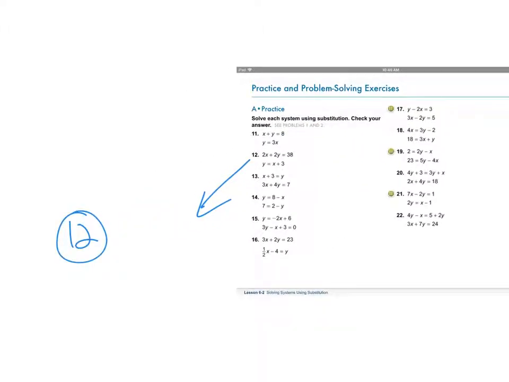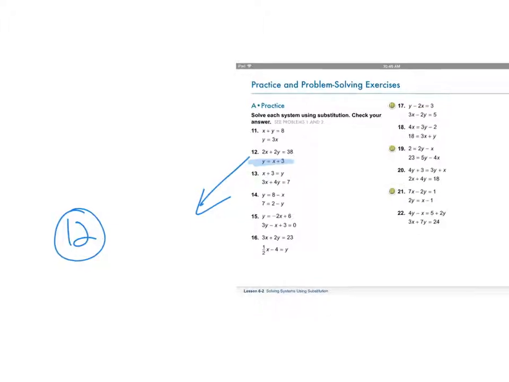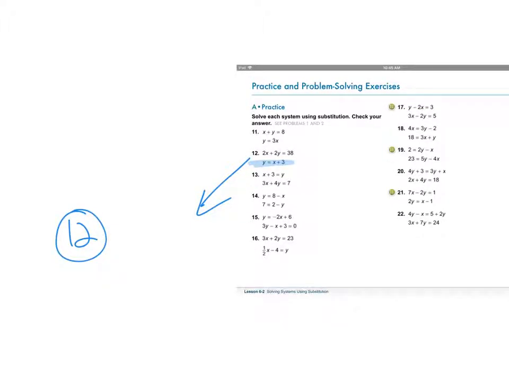So in 12, I see that y is equal to x plus 3. Well, I'm going to substitute that x plus 3, that is y, into the y above it. So what I'm going to end up getting is 2x plus 2 times, instead of saying y, I'm going to say x plus 3 equals 38. And this takes us back to what that previous page had us doing, and that was solving this equation.